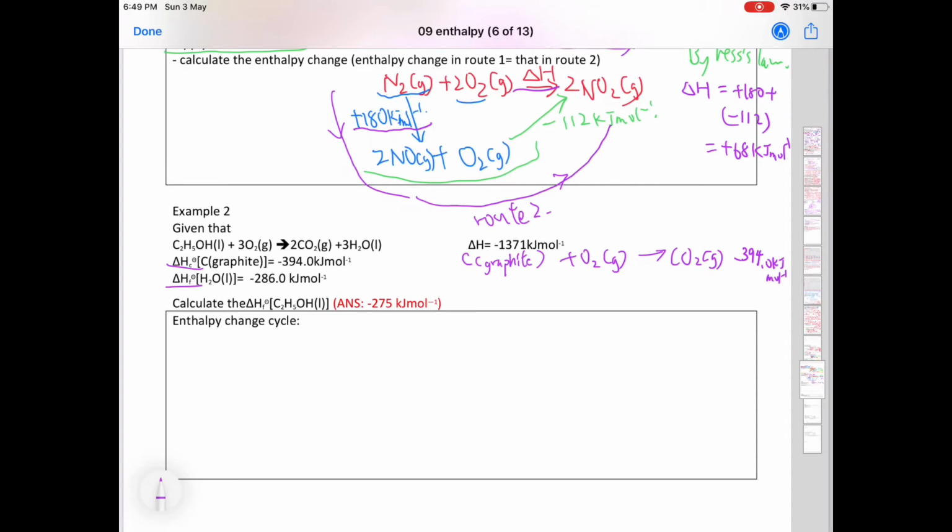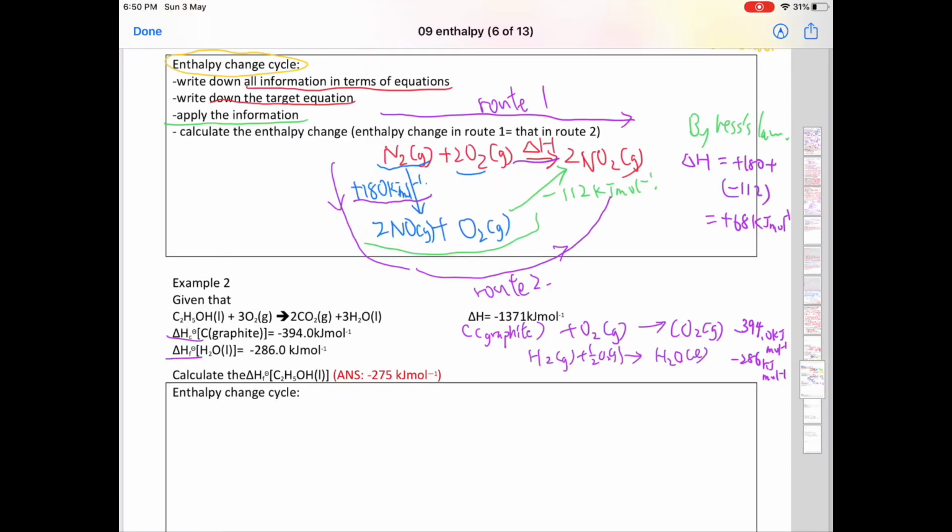And then for the formation of water, it means that we would like to form 1 mole of water from its constituent elements under standard state. So we have to keep the coefficient before H2O equal to 1. And here is the first step. Convert all the data into equations.